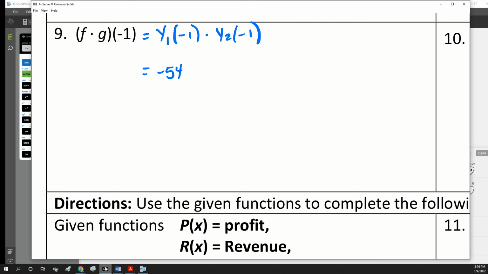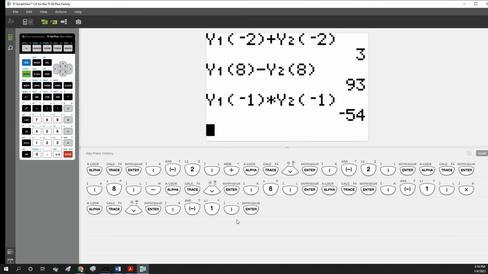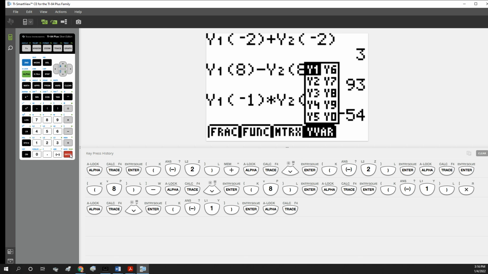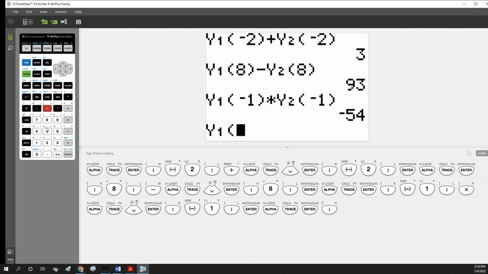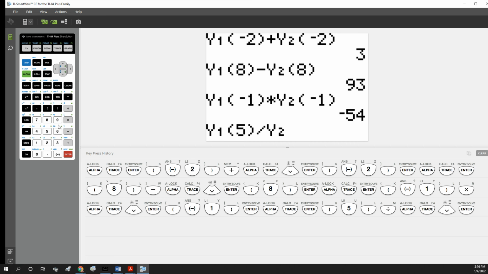Okay, so the last one we're going to do today is number 10. So this one is going to be alpha trace y1, 5 in parentheses, divided by alpha trace y2, because it's g, and then 5 in parentheses.